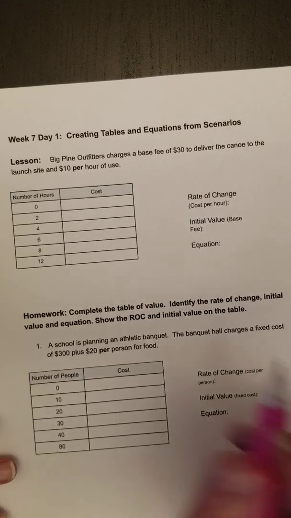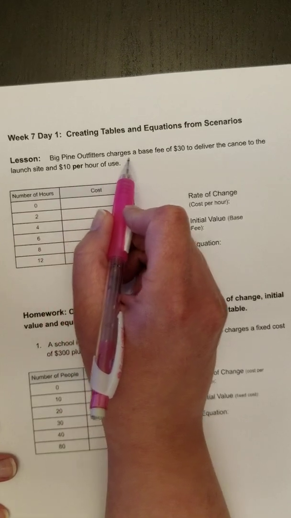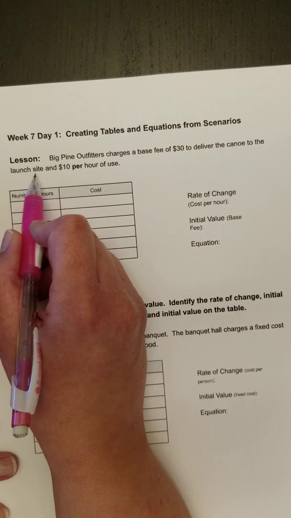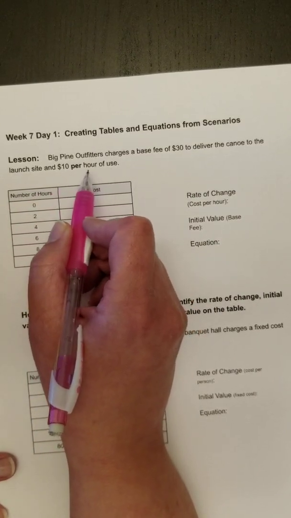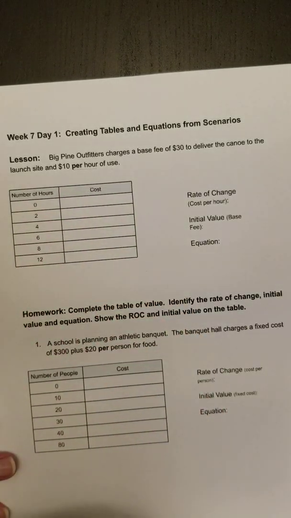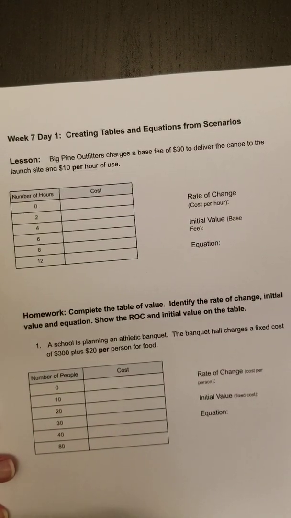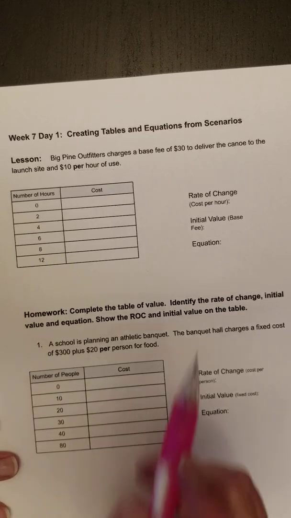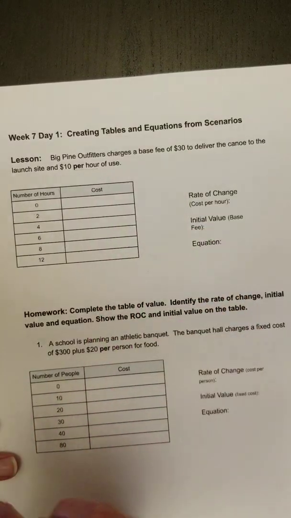So what I want to look at first here: Big Pine Outfitters charges a base fee of $30 to deliver the canoe to the launch site and $10 per hour of use. That per hour, we've seen that before. When I see something that says per, I know that's like a unit rate. So they're going to charge you $10 for each hour that you rent the canoe, plus they charge you a fee of $30 to deliver the canoe to your site.